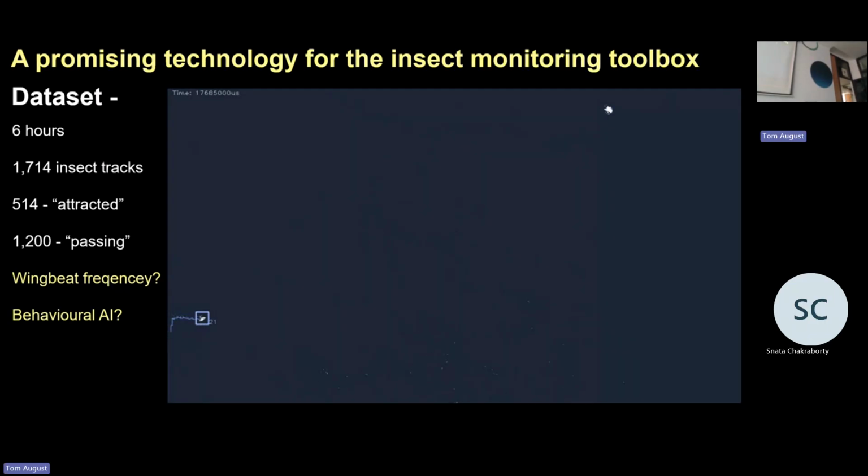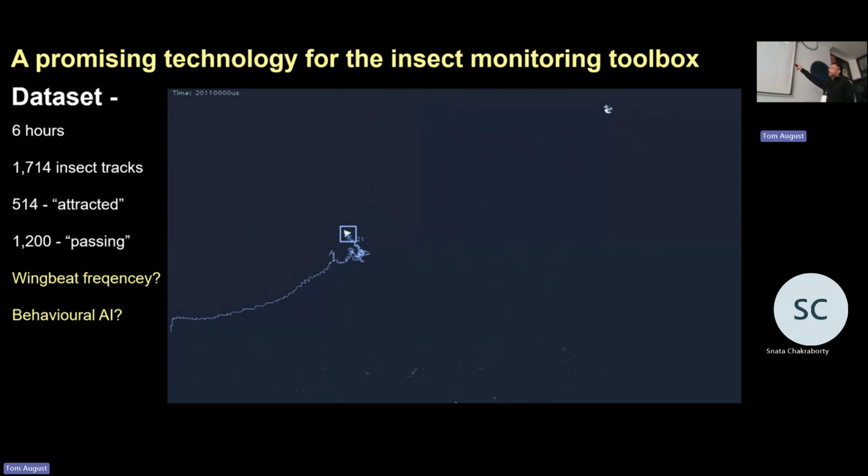So altogether, we think event-based cameras are a promising technology for the insect monitoring toolbox. Here we generated a data set of 6 hours of recording and almost 2,000 insect flight tracks. And we think that there is more to get out of this data set. For example, categorizing behavioral states or looking at wing beat patterns.